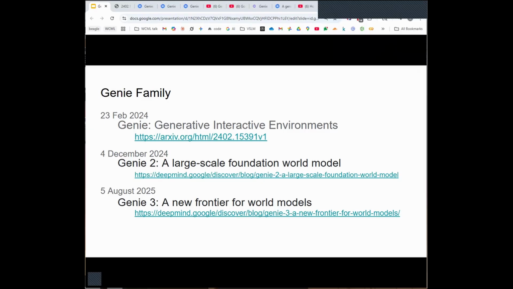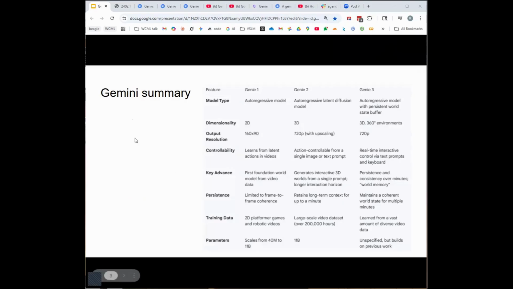So again, February 24 was the first iteration with a paper. December 24, they had another one. I think there's a little bit of inference about architectural changes there, but no paper release. And then August 25 is this most recent release that's kind of exciting and looks cool. This was a summary of the difference between them. This was done by Gemini, so take it for what it's worth.